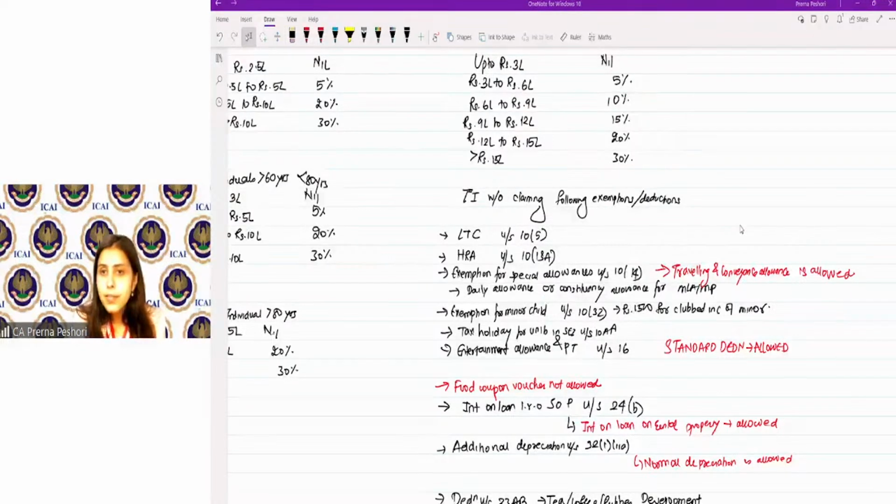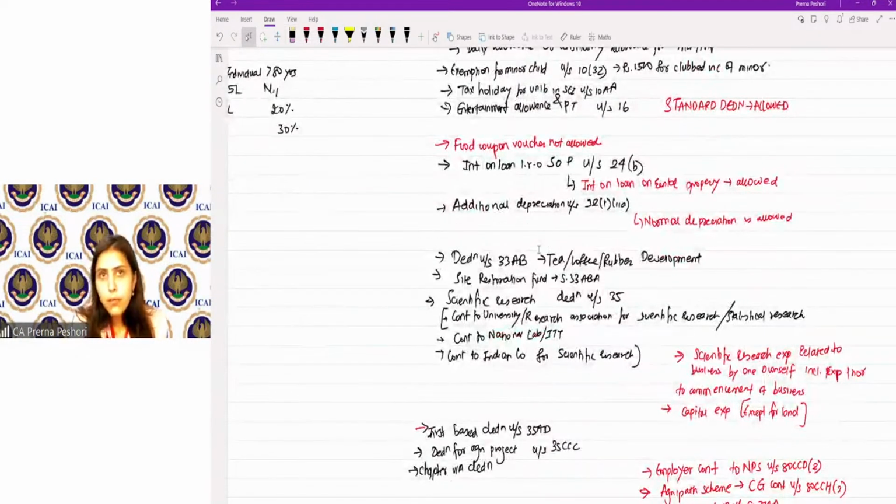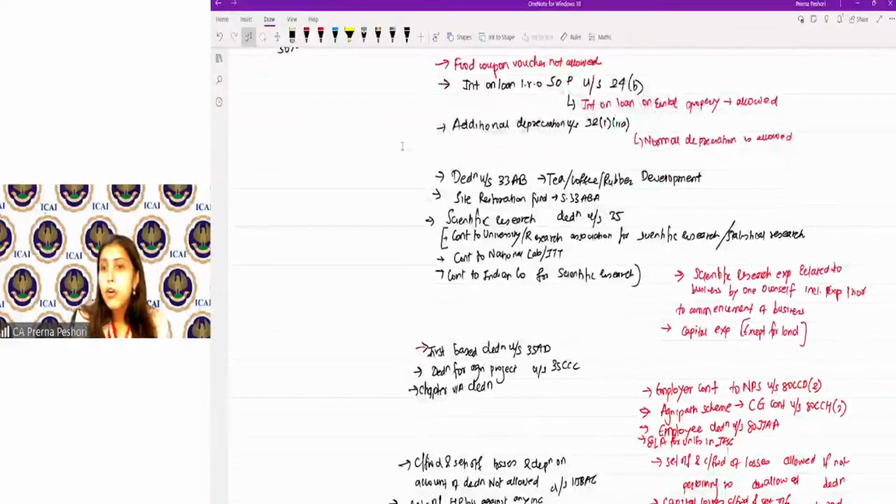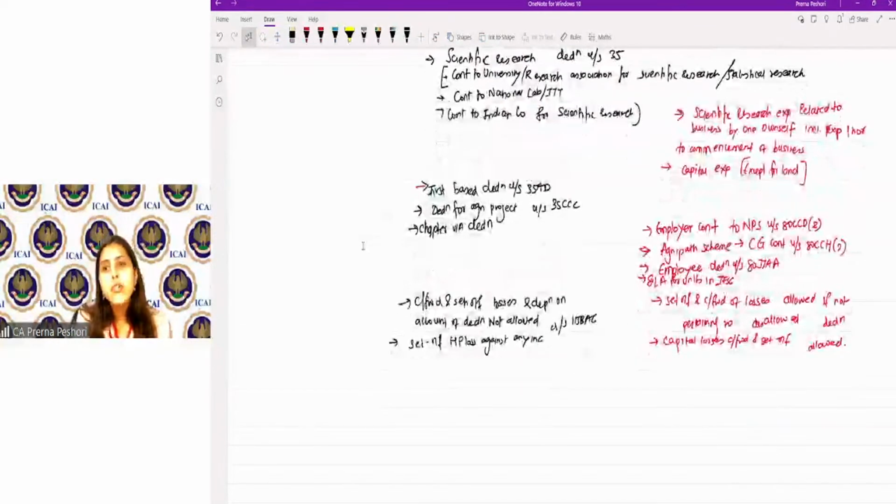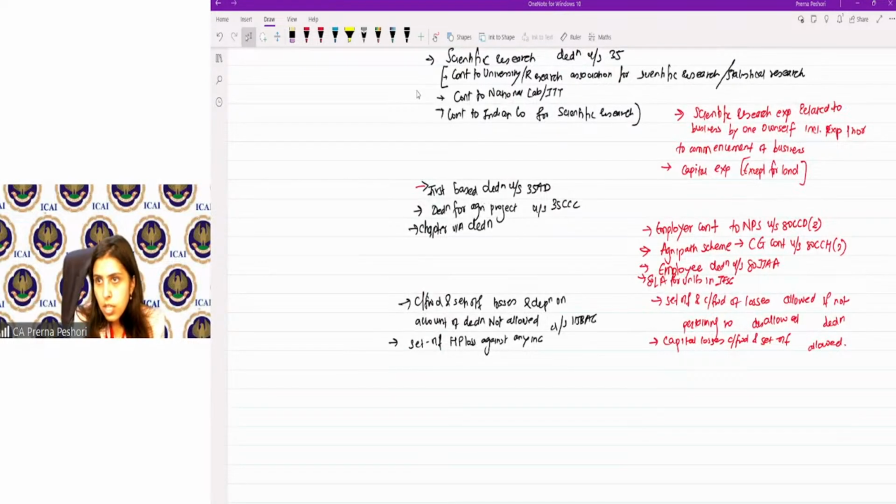Then what else? The normal depreciation. Then scientific research expenditure for own business, capital expenditure, employer contribution to NPS, Agniveer scheme, central government contribution and deduction under 80 JJAA and EPF. Then losses can also be allowed if it is not in relation to these deductions.